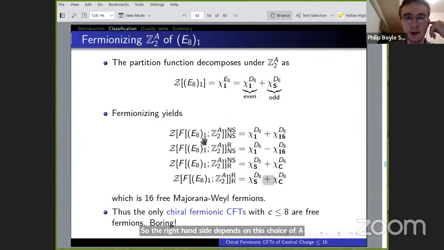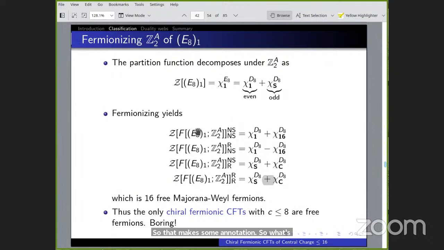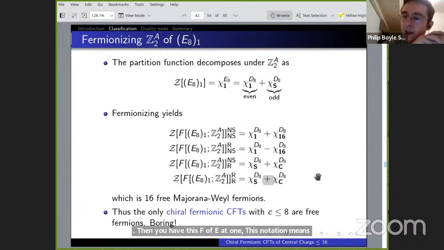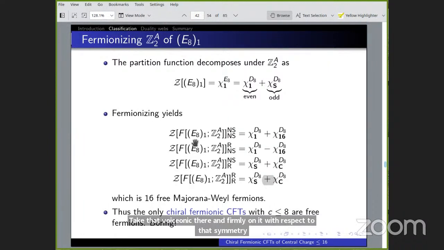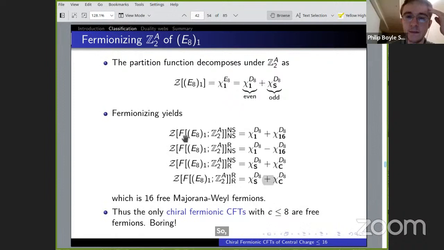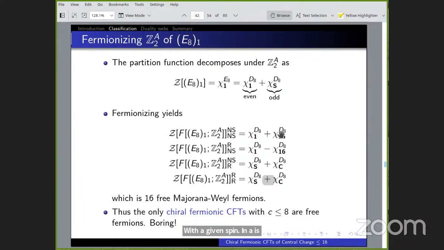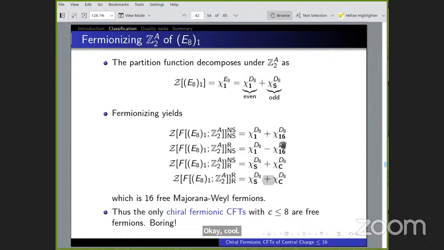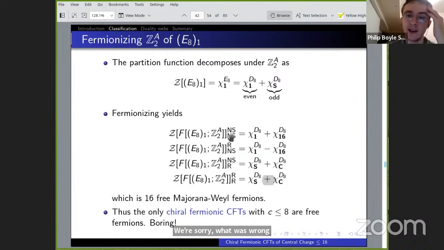So let me explain my annotation. So we start with E8 level 1, that's a bosonic theory. Then we have this F of E8 level 1, semicolon Z2A. This notation means take that bosonic theory and fermionize it with respect to that symmetry. The whole expression is a theory. And then my notation says Z of a theory with a given spin structure is then a function of tau, tau is suppressed. So Z is a function of rho and tau, and these subscripts here are the rho dependence and the tau dependence is buried in here. Wait, sorry, what was rho? Spin structure. So these labels, NSR.